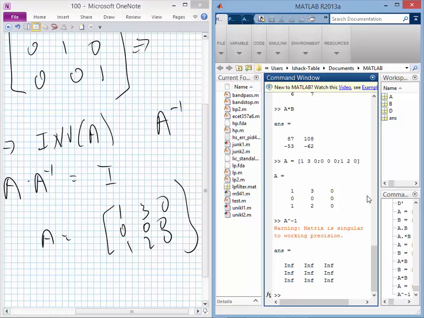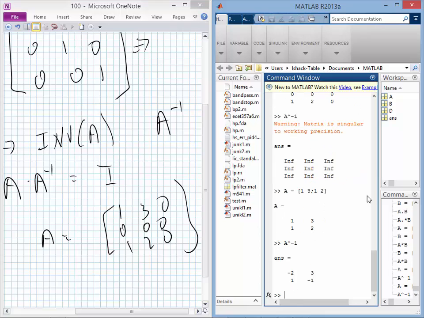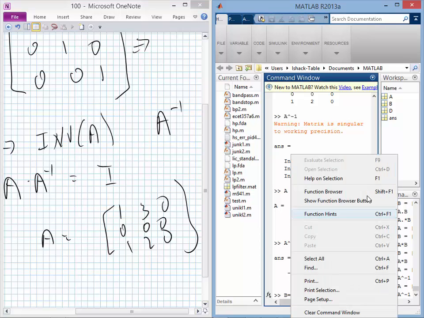If I said A is equal to 1, 3, semicolon, 1, 2, and I say A raised to the minus 1, in this particular case, I come back with a value. If I said that B is equal to that.